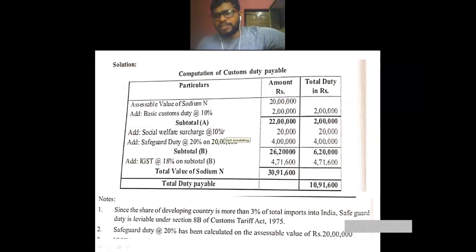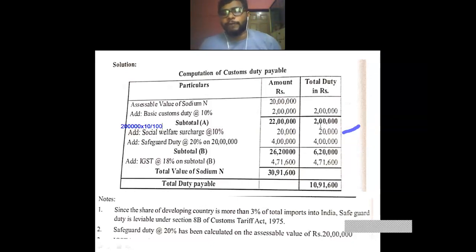Social welfare charges, it is compulsory 10%. On what value do you have to calculate? 10% on total tax, that is 2 lakh now here, because only BCD is there. BCD into 10%, 20,000. So here the calculation is 2 lakh into 10 percentage.